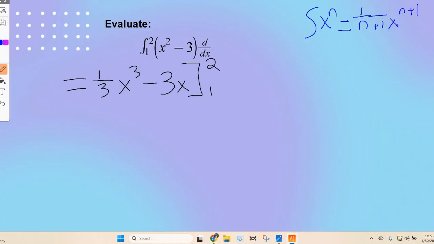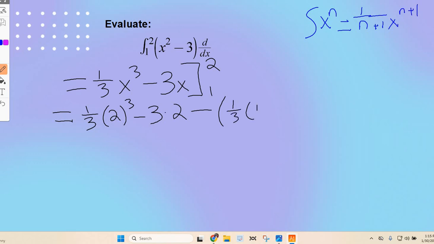So 1 is acting as my a value, 2 is acting as my b value. So then we just plug those in. I plug the b value in first. So I have 1/3 times 2 cubed minus 3 times 2 minus, and you can do this one of two ways. I like to put parentheses around my entire second part. So notice that I have 1/3 times 1 to the third minus 3 times 1. Or you can also distribute it.